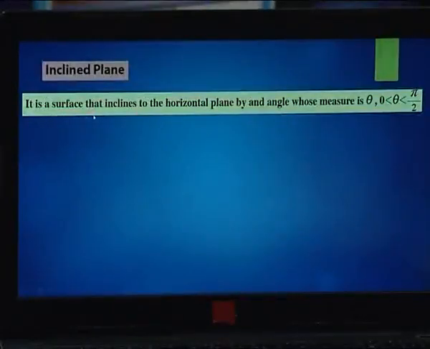So we will have the body. If we put it on the inclined plane here, we will resolve it into two components, as you will see here. The inclined plane is the surface that inclines to the horizontal plane by an angle whose measure equals theta, but theta must be greater than 0 and smaller than pi over 2, that is, between 0 and 90 degrees, not more.